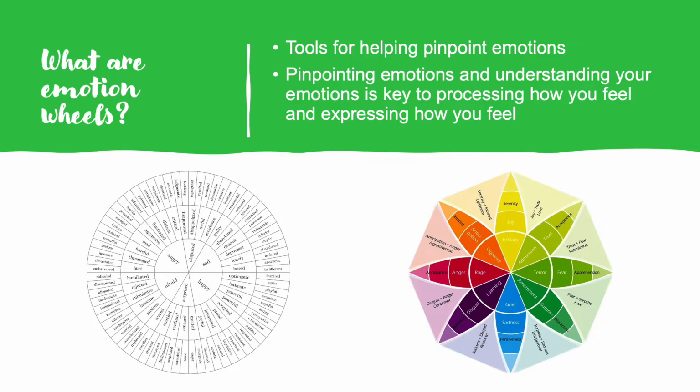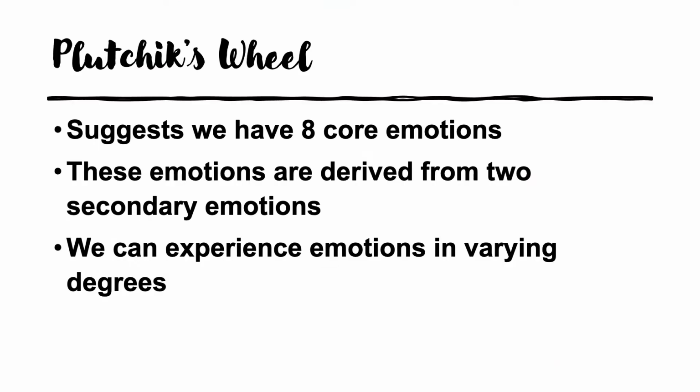put these into practice. So the first we have is Plutchik's wheel, which suggests that we have 8 core emotions. And these emotions are derived from 2 secondary emotions. If you look at this wheel, it's going to show 8 core emotions around the outside, which is a lot different than the 6 emotions that we have. It's adding in 2, and then it talks about how we can experience these emotions in varying degrees, but at the same time, you will always see these secondary emotions occurring in pairs.